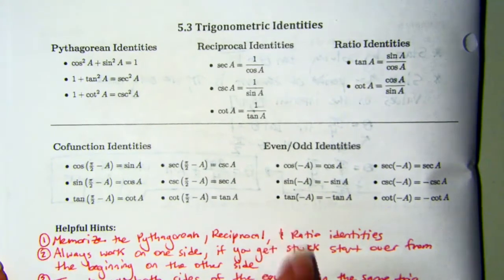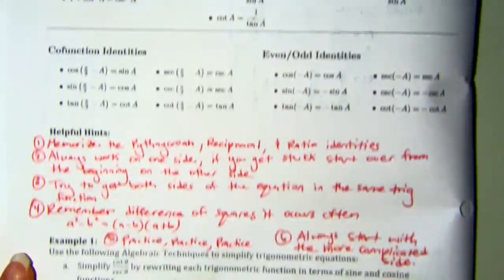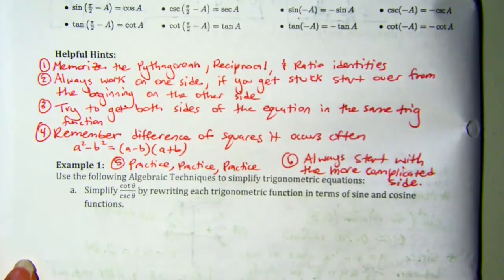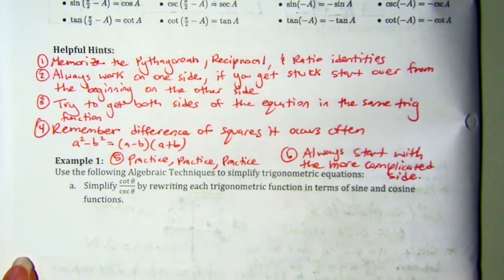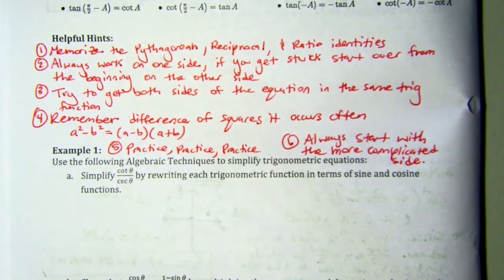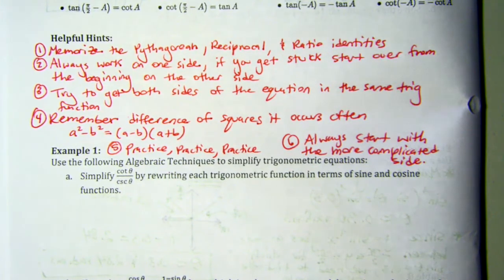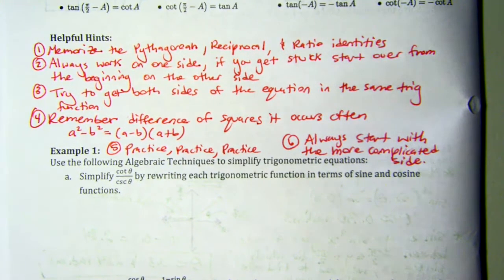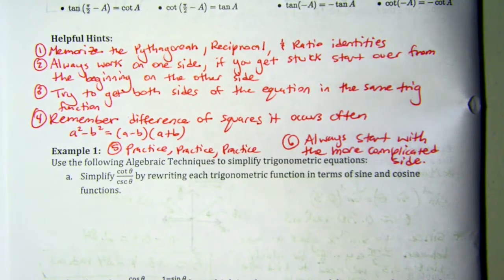Some helpful hints. 1, know your Pythagorean, reciprocal, and ratio identities. You're going to use them over and over and over again. 2, always work on the one side. If you get stuck, start over from the beginning on the other side. We always have to start at the beginning again.